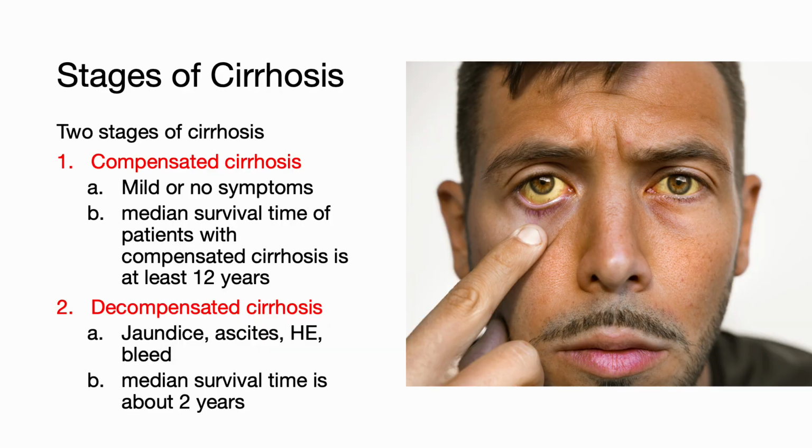There are two stages of cirrhosis: compensated cirrhosis and decompensated cirrhosis. Compensated cirrhosis is a patient that may not look or feel very sick. Symptoms may include generalized weakness, poor appetite, and weight loss. The median survival of patients with compensated cirrhosis is at least 12 years. Decompensated cirrhosis is the symptomatic stage, and the median survival time is only 2 years. Patients may present with jaundice, ascites, hepatic encephalopathy, and esophageal variceal bleed.